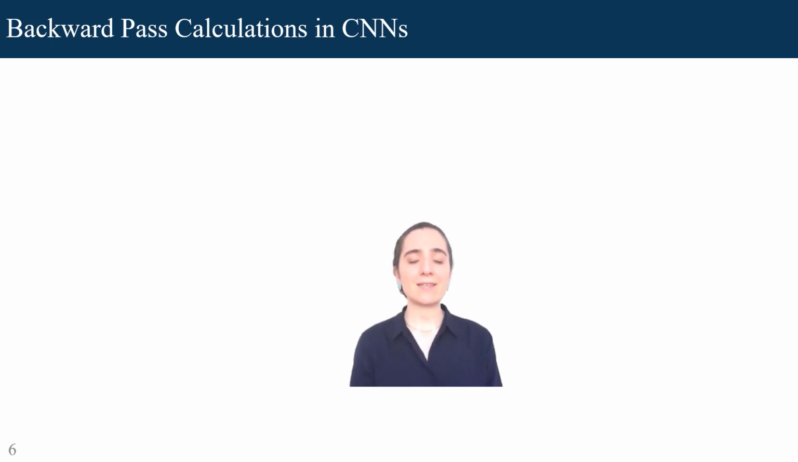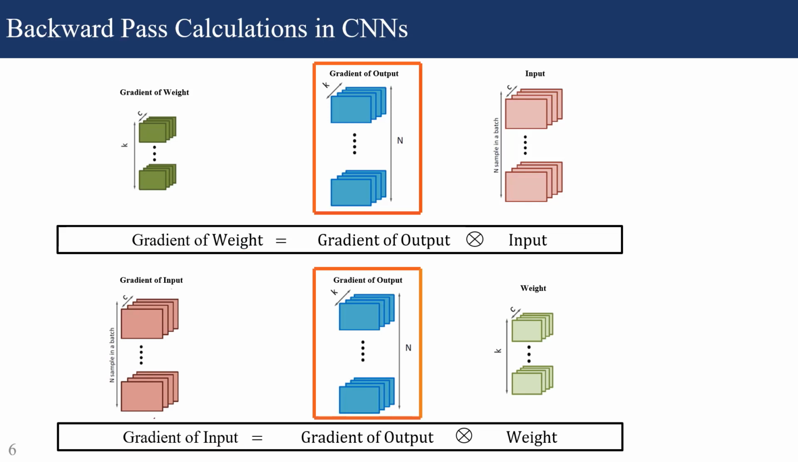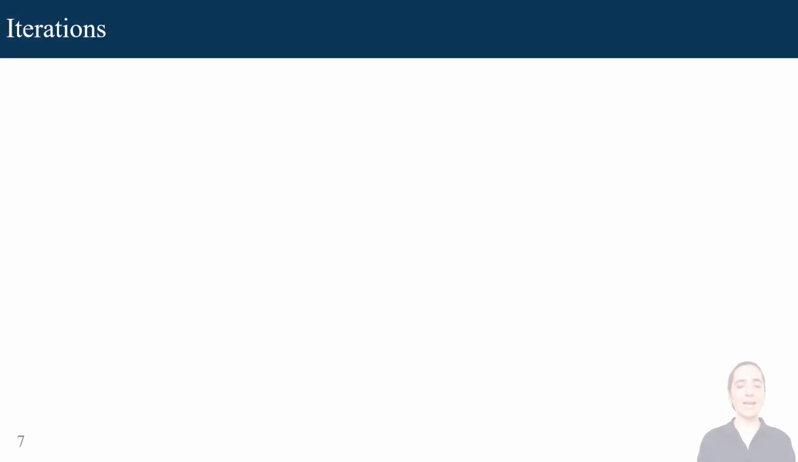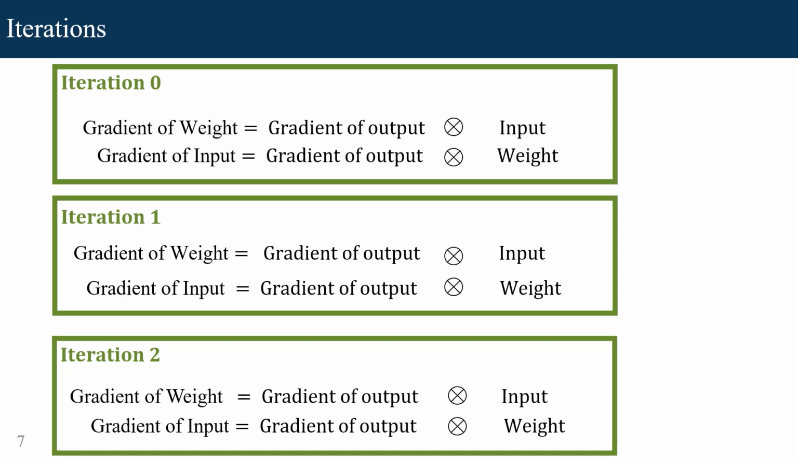Due to the significant application of CNNs, we focus on CNNs in our study. In CNN's backward pass, two convolutions are running in parallel to find the gradient of weight and gradient of input, and they both use gradient of output in their calculations. At each iteration, these two convolutions are calculated.